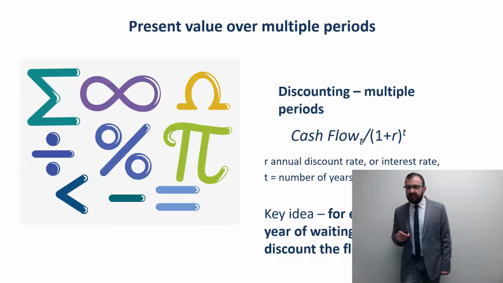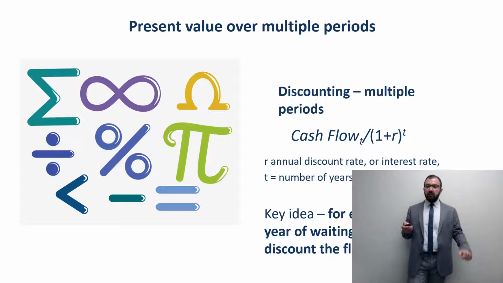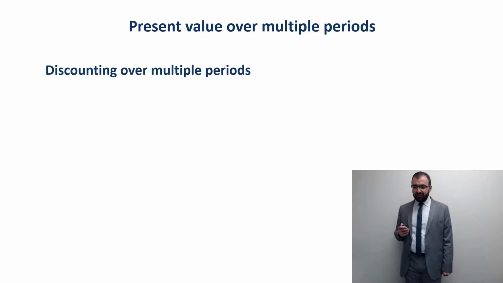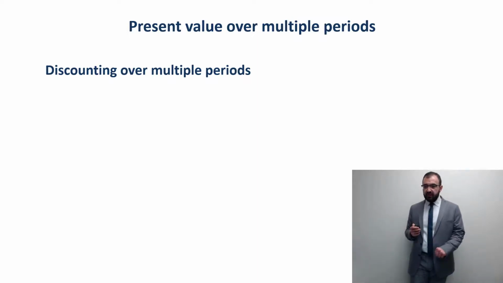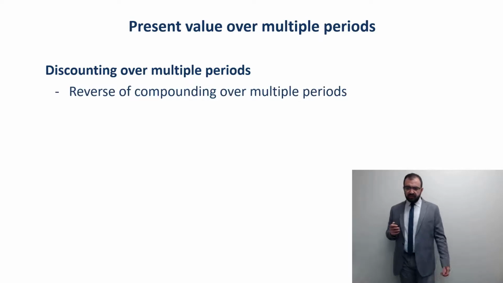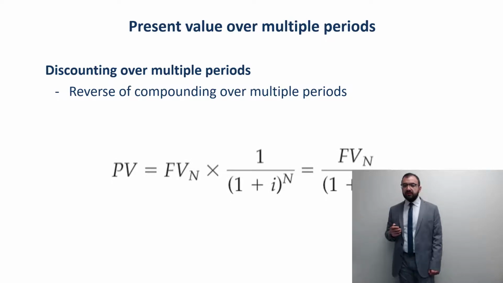The key idea is that for every additional year of waiting, you have to discount the flows more, because for each year of waiting, you have to charge additional amounts. Go back to the logic that I just mentioned. In other words, discounting over multiple periods is the reverse of compounding over multiple periods. And here is the formula, and you can find it in your handouts too.